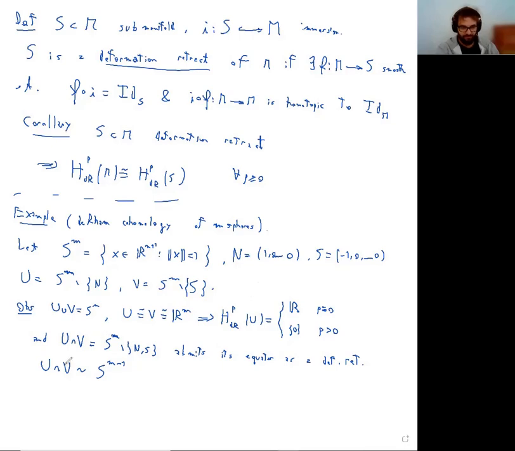Okay, so now we have some prime candidates to use Mayer-Vietoris. Mayer-Vietoris gives us a long exact sequence in cohomology. Actually, I'm going to do it on the next slide.